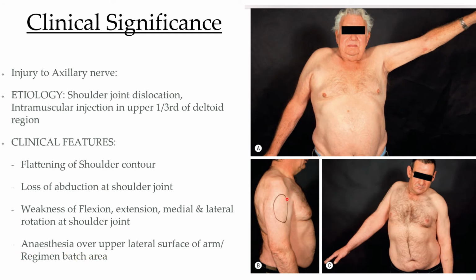So in this illustration you can see this is the part innervated by the axillary nerve, and the patient will complain of paresthesia or complete anesthesia over this area of the lateral surface of the arm, and this area is known as regimental badge area.